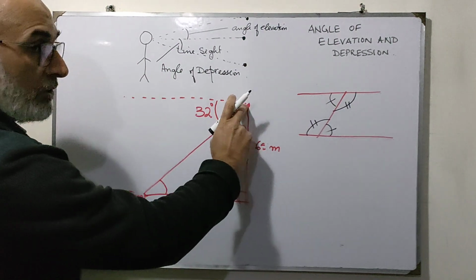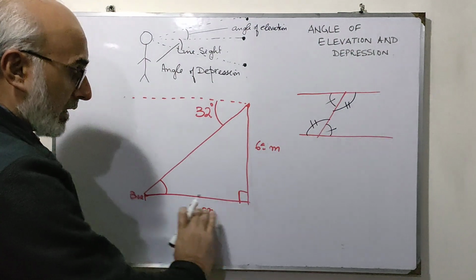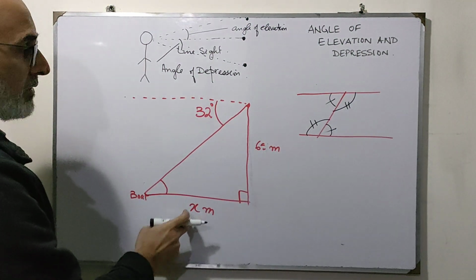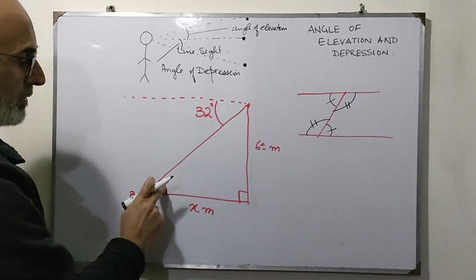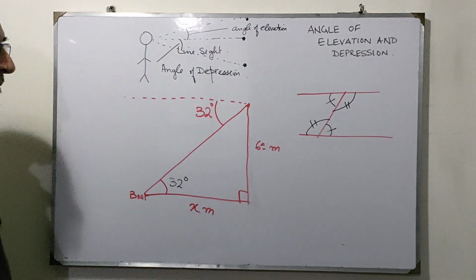This is a straight line, the line of sight, and this is a straight line, the baseline at the ground level. So these two are straight, parallel lines, and this is a transversal between them. This angle is going to be the same as this angle, so this is also 32 degrees.